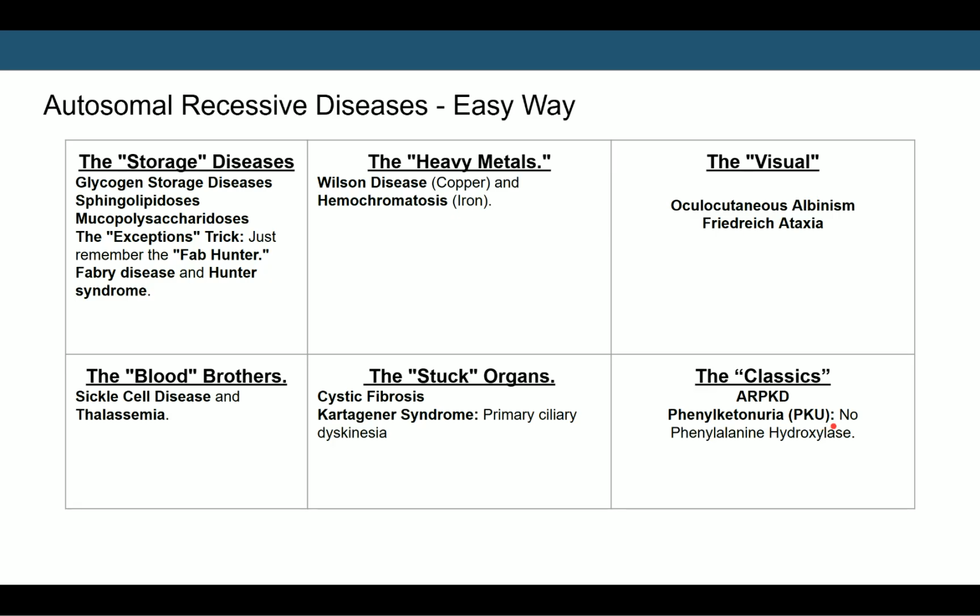So my golden rule is to remember that most of these are associated with missing enzymes or enzyme defects. So they are going to be autosomal recessive. If they are big or structural, then they are going to be autosomal dominant. So just to remember, if it's a storage issue, except the Fab Hunter, or heavy metal, or a stuck organ, or a missing enzyme, it's probably going to be autosomal recessive.